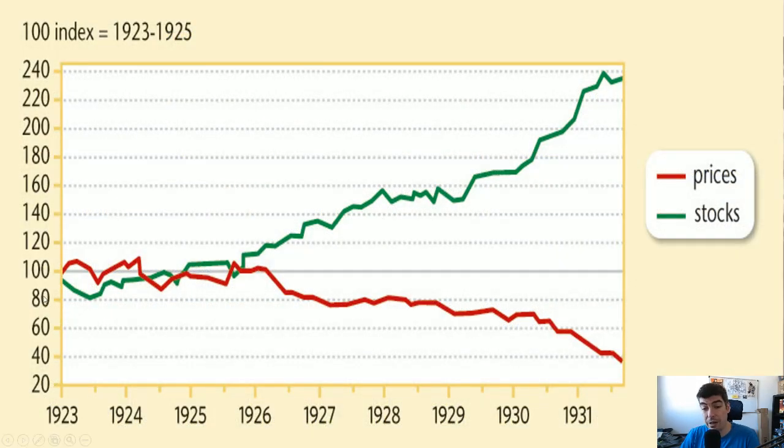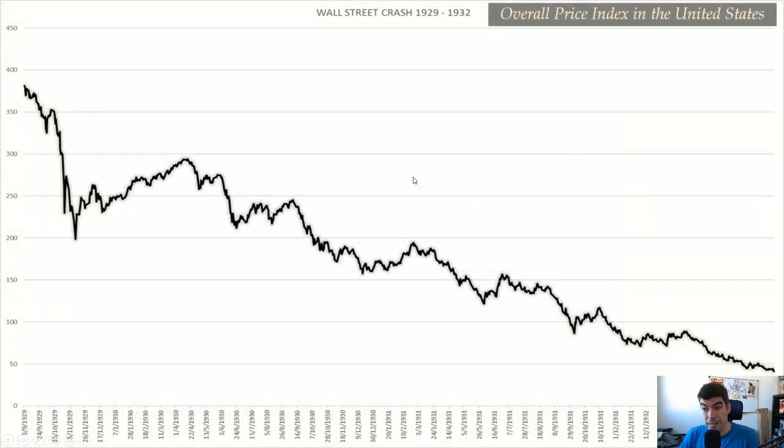Here you can see a graph in which these are the stocks of the industrial and agricultural products, more and more and more, and the prices go down. This is again the overall price index in the United States, low since 1929 to 1932, and the prices were lower and lower and lower.